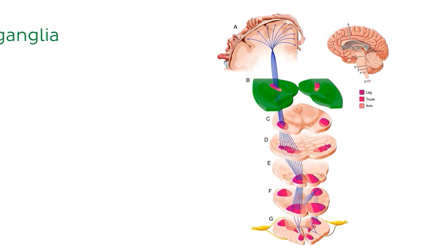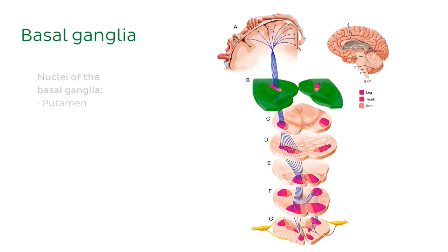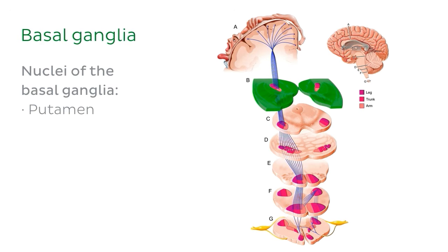The basal ganglia are a group of grey matter structures near the centre of the brain responsible for the control of movement. Through both direct and indirect pathways, these nuclei influence the activity of the motor cortex. And the nuclei of the basal ganglia are the putamen, the globus pallidus, and the caudate nucleus.